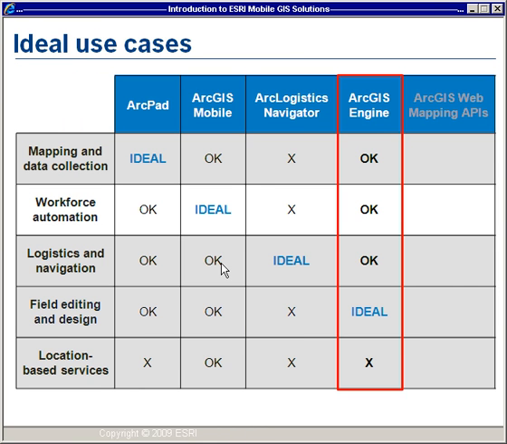Okay, so now we're just going to change tack a little bit and take a look at a couple of the SDKs that we provide that you can use to build your own custom solutions for use in the field. The first here is going to be ArcGIS Engine, which is ESRI's full GIS toolbox for building your own powerful GIS applications to run on mobile devices. When we think of what our customers and partners have been building, its ideal use case is really for field editing and design. You can also develop other applications that support many of the other use cases.